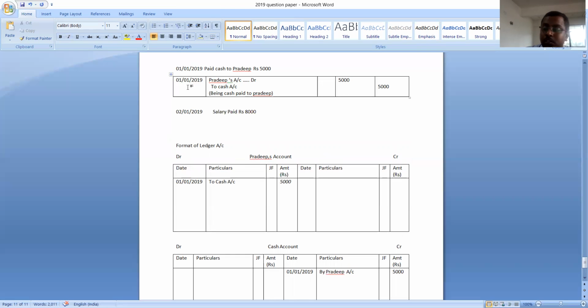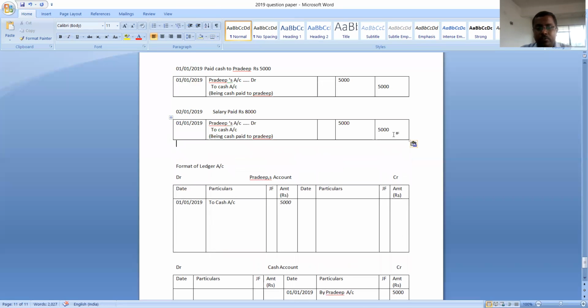First, at the time of examination, while preparing the ledger account, there is no need to write the journal entry in the answer sheet. You need to pass the journal entry in your mind. Later, you should directly post it to the ledger account. You need to process it and analyze it. Okay, so let us pass the journal entry now.